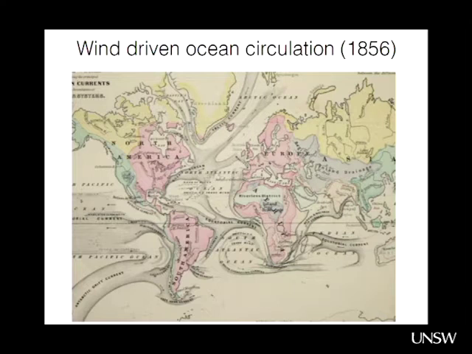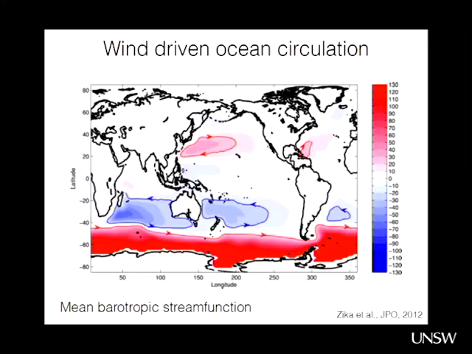Yes, so this is something that's reasonably well observed, quite well studied, with a nice mathematical theory for it, and nice modeling of it as well. So this is from an ocean model, and what they've plotted is the mean barotropic stream function. So that's the depth-averaged transport in sverdrups, which is a unit of volume transport we use a lot in oceanography. It's 1 million cubic meters per second.